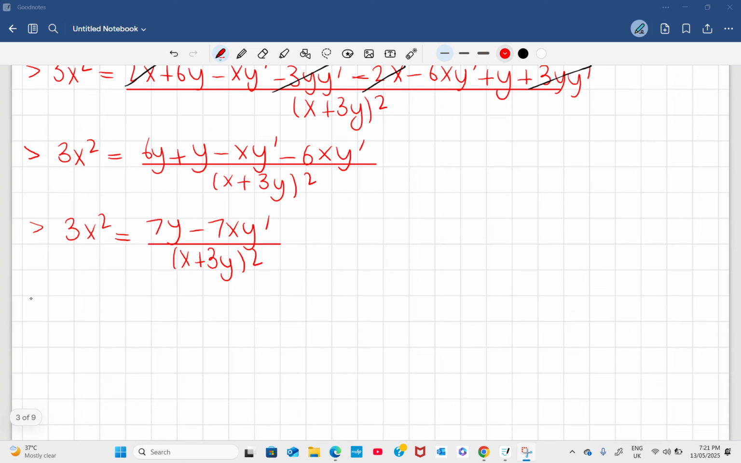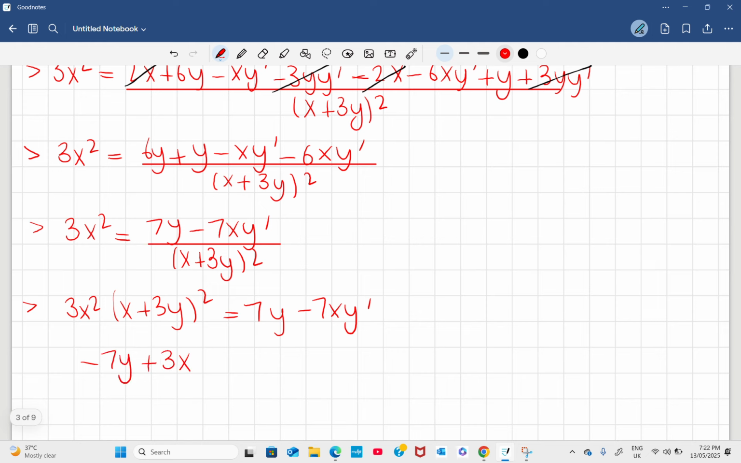Okay, now my next step is gonna be a cross multiplication, so I'm gonna have 3x squared into x plus 3y all squared is equal to 7y minus 7xy prime. Now I need the y prime alone, so I'm gonna take the 7y to the other side. So minus 7y plus 3x squared into x plus 3y all squared is equal to negative 7xy prime.